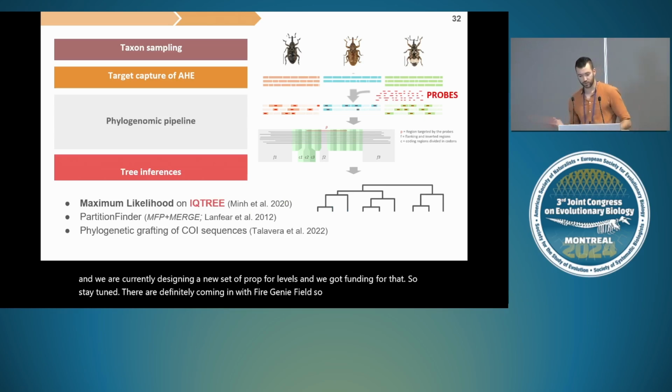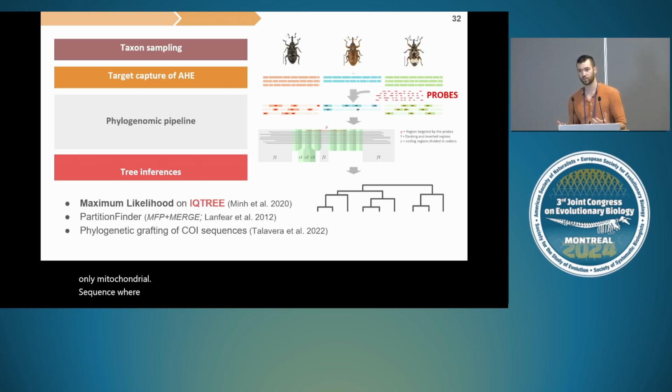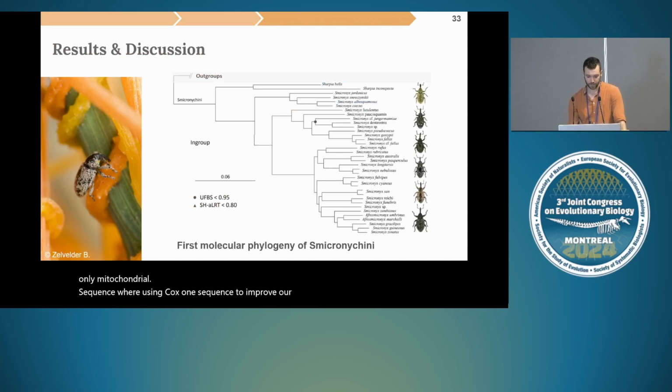Anyway, after that, all loci were combined in a supermatrix, and we used IQ-TREE to infer the phylogeny of the tribe. The best fitting model was inferred with PartitionFinder, and some species for which we had only mitochondrial COX1 sequences were grafted using those COX1 sequences to improve sampling. So here is the first phylogeny obtained for this group.